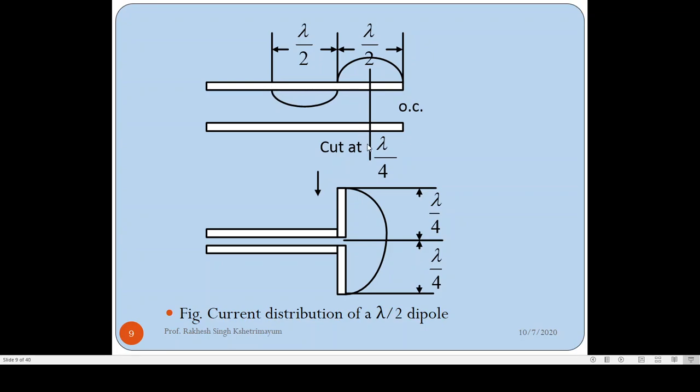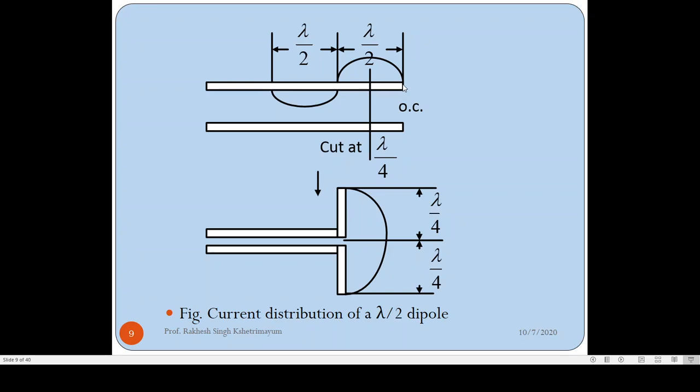Now let us consider the case when the antenna or the dipole is of length lambda by 2, in that case L will become lambda by 4. So you cut this transmission line here, then bend it upward. Cut this transmission line, bend it downward. So now this length is lambda by 4, this length is lambda by 4.